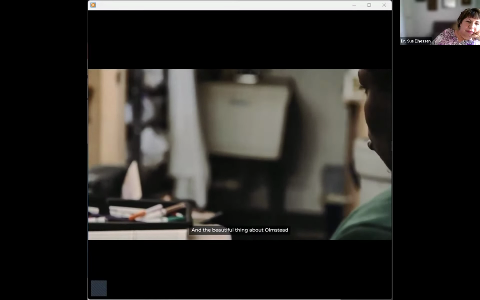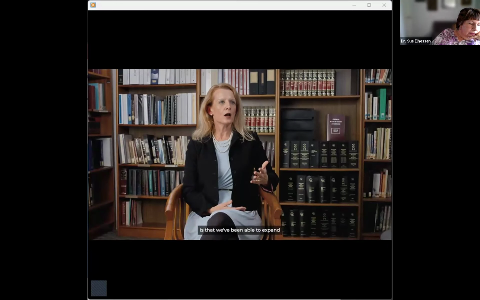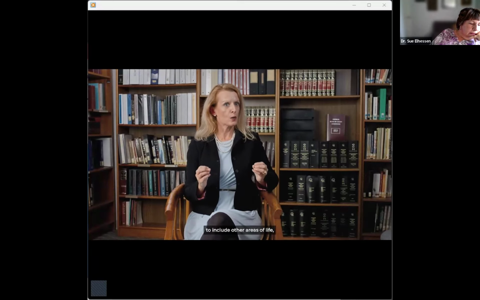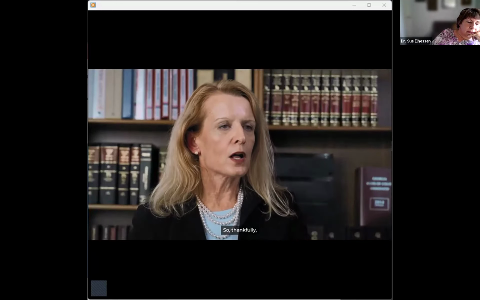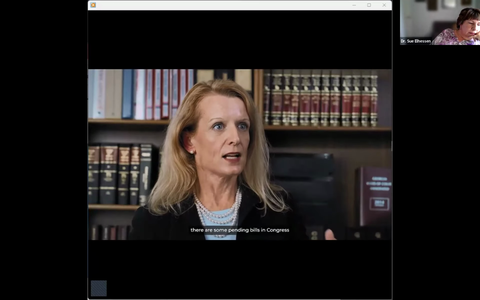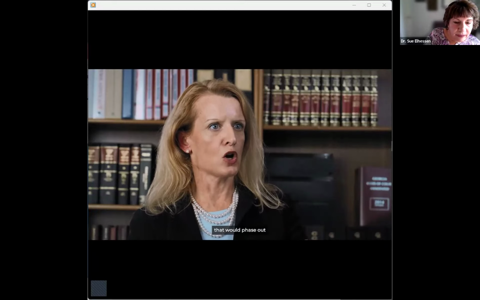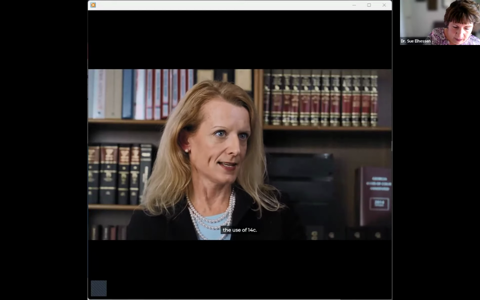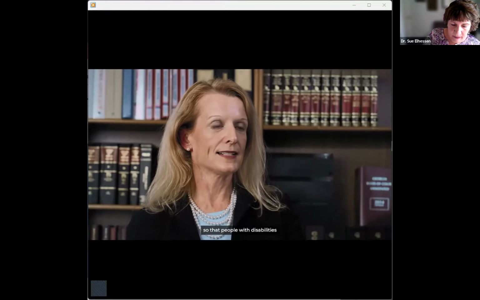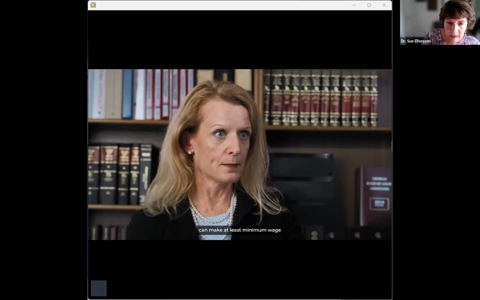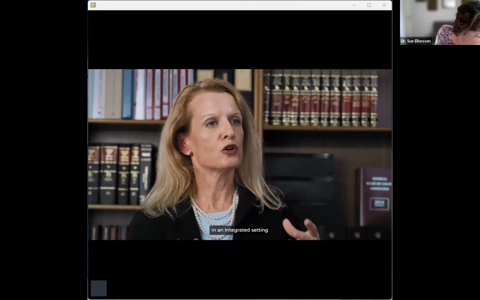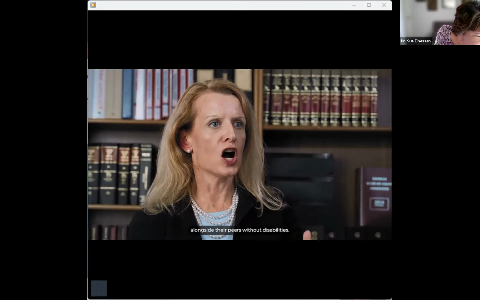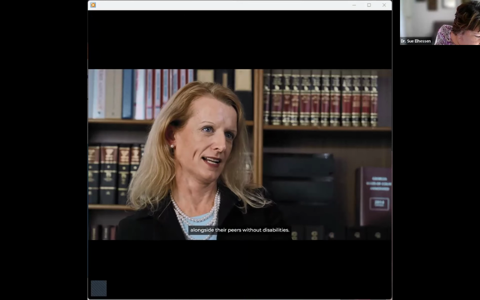And the beautiful thing about Olmstead is that we've been able to expand that interpretation to include other areas of life, such as employment. So thankfully there are some pending bills in Congress that would phase out the use of 14C, so that people with disabilities can make at least minimum wage or greater, and that they can work in an integrated setting alongside their peers without disabilities.